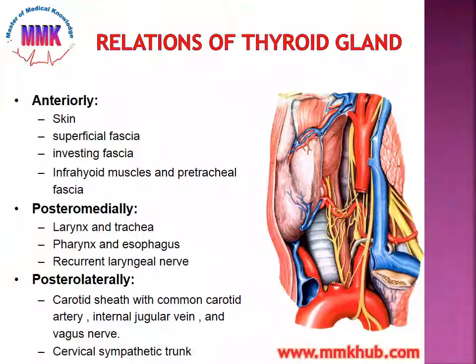As far as relations of the thyroid gland is concerned, anteriorly it is related to the skin, superficial fascia, investing layer, infrahyoid muscle and pretracheal fascia, while posteromedially there is larynx and trachea, pharynx and esophagus and recurrent laryngeal nerve. Posterolaterally it is associated with the carotid sheath containing the common carotid artery, internal jugular vein and vagus nerve, and the cervical sympathetic trunk.